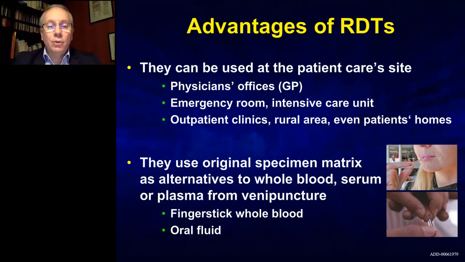And they can use original specimen matrices as an alternative to whole blood, serum, or plasma for venipuncture, and this includes fingerstick whole blood, as shown here in this slide, and also oral fluids, as shown above. And it's possible to take saliva and detect anti-HCV antibodies with the RDTs.